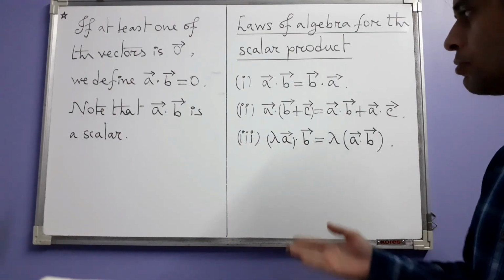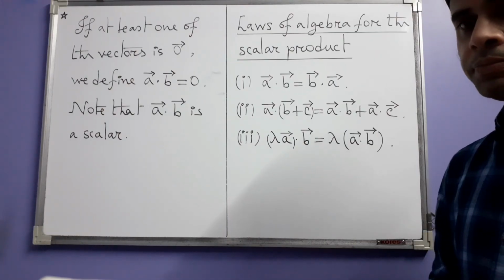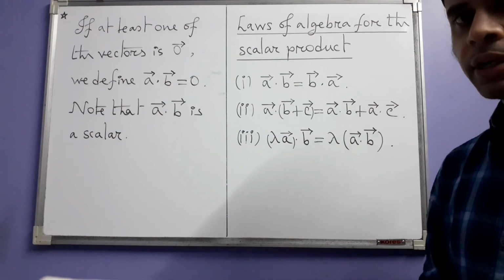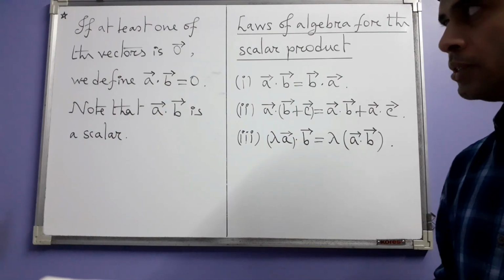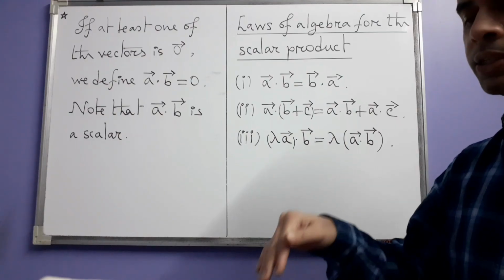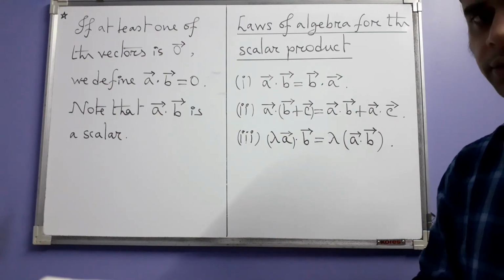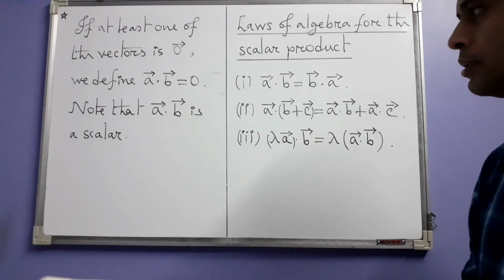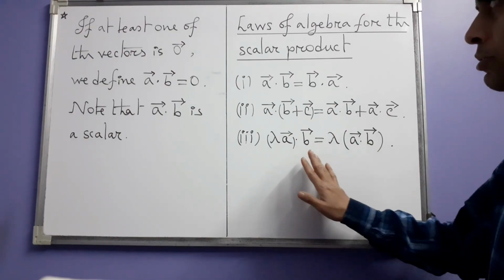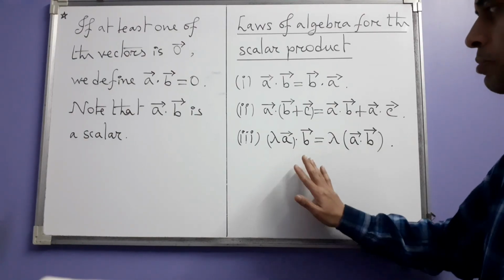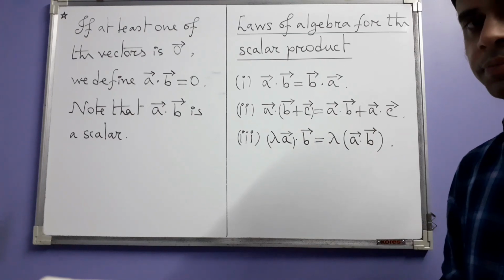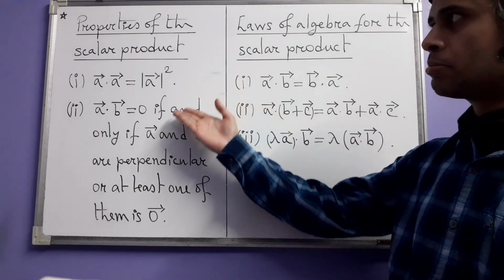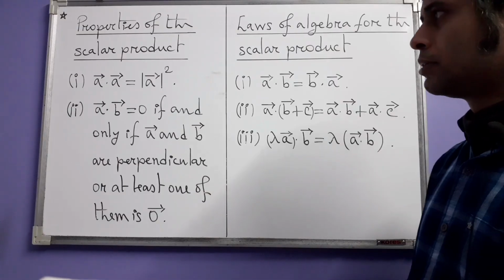But still, if you want to see proofs of this, you can look in any vector algebra book, which is more elementary. I mean, this is not a book on vectors per se. This is a book on mechanics. So here we are just going to use these things, so we won't spend much time on them. Besides these laws, next we also have some properties of the scalar product.